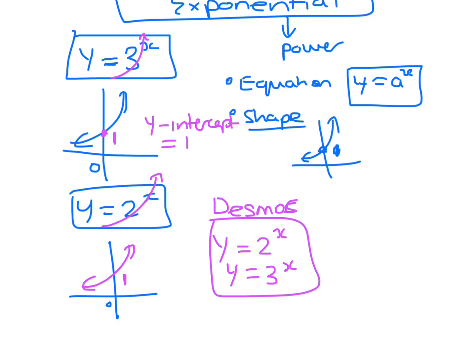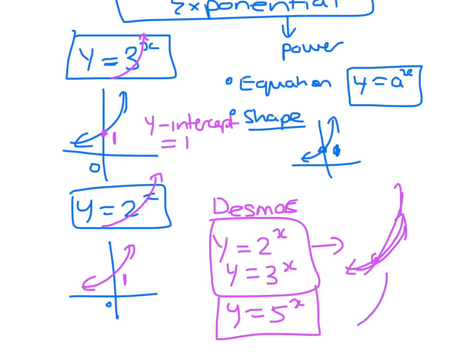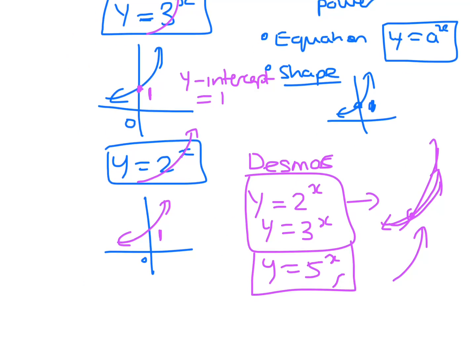Have a look and think about what will happen if you keep making that number bigger. Okay, so what you might have found is that it just gets steeper. So 2 to the 3 will go up quicker than 2 to the 2. And 5 to a power will go up quicker than 3 to the power and 2 to the power. So this one, once again, the y-intercept equals 1.